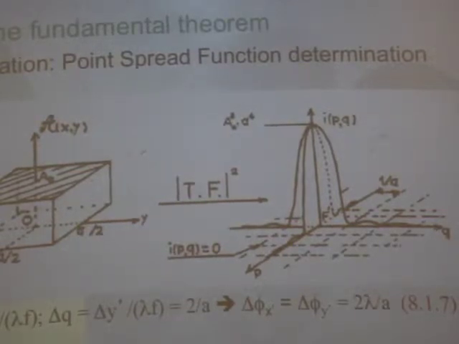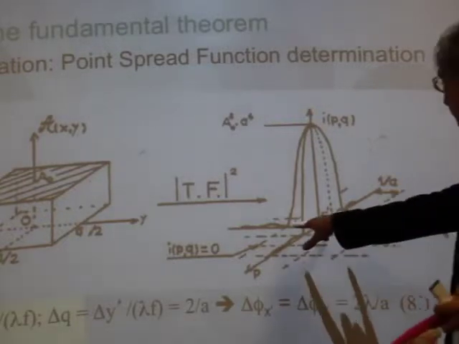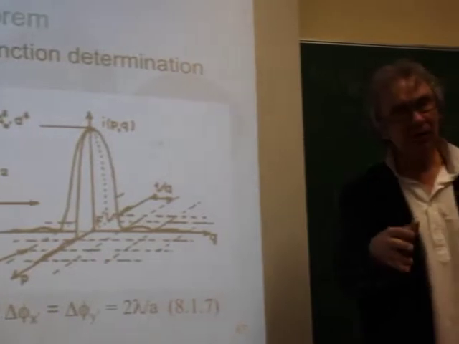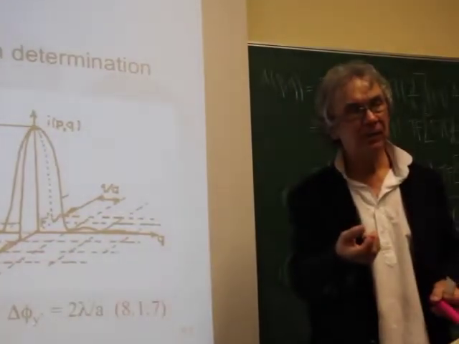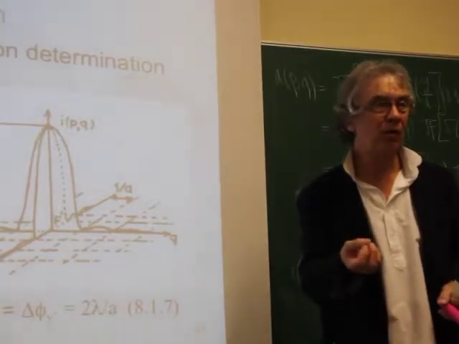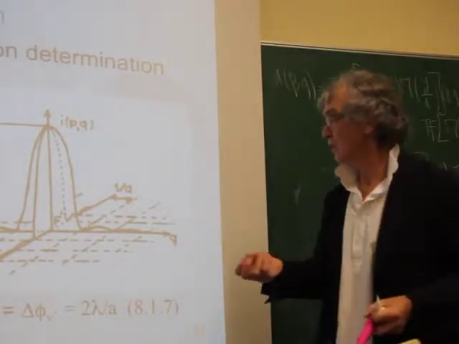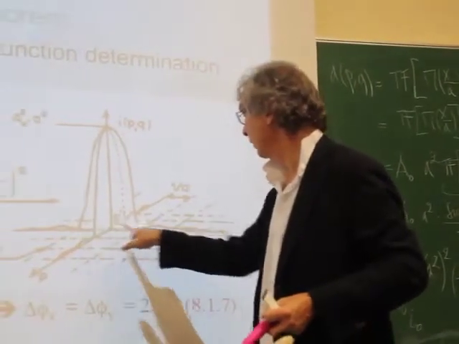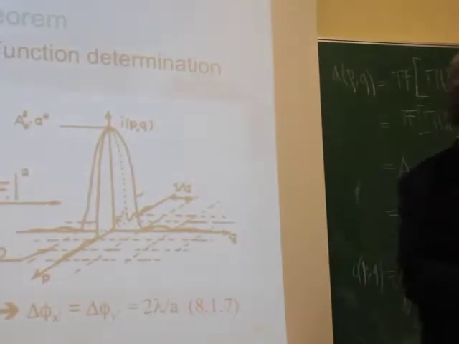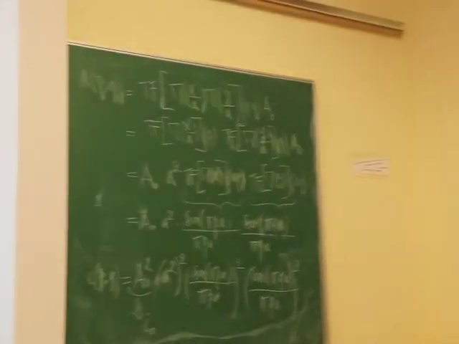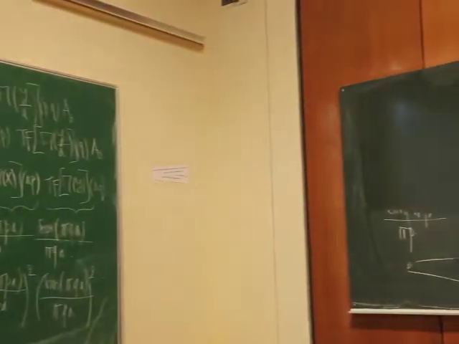Now, we would like to know what is the angular width of the central image, because this will define the angular power of your telescope. So we will try to estimate now the angular width of the central image, just to get an idea about the angular resolution of the telescope.